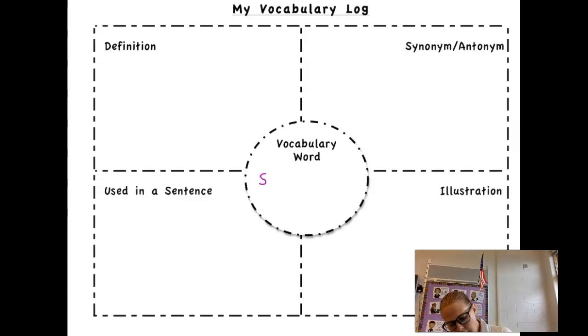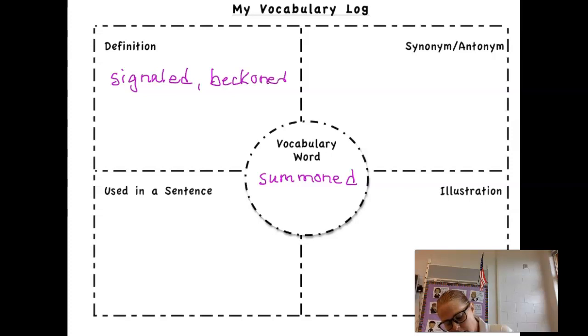So in the center, you're going to write the word summoned as neatly as you can. And if you want to, instead of doing it right in Notability, if you want to recreate this Frayer model on a different piece of paper, you can easily do that and do it with pencil and paper. So the definition, if you remember, the definition of summoned is signaled, beckoned, or called. So all of those words are definitions for the word summoned.